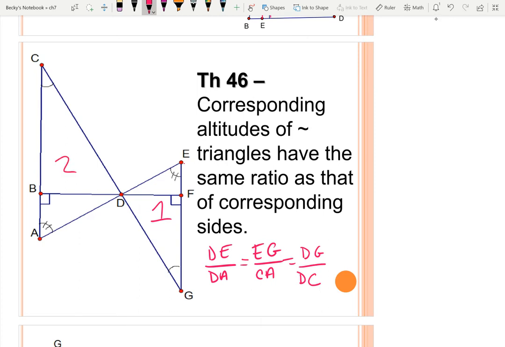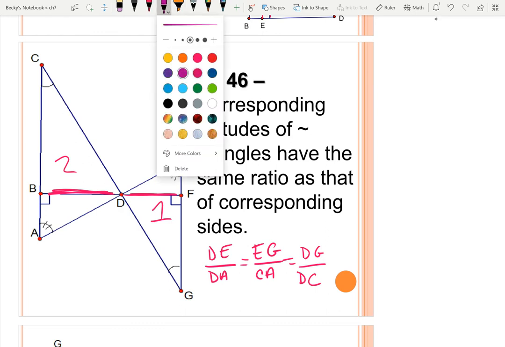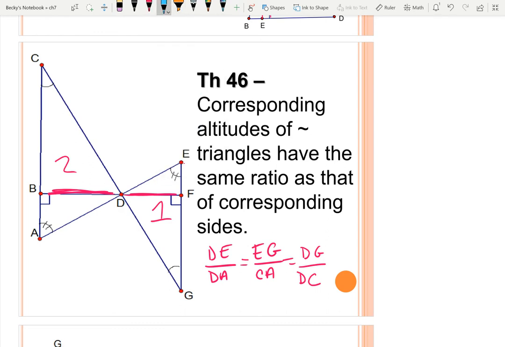The new thing that we have today is that we now can use altitudes. My first altitude is here in triangle 1, and here's my altitude in triangle 2. So let's change the color up. This is the new information. I now can say that DF over DB, and we could just add this to the list. And this is called an extended proportion.